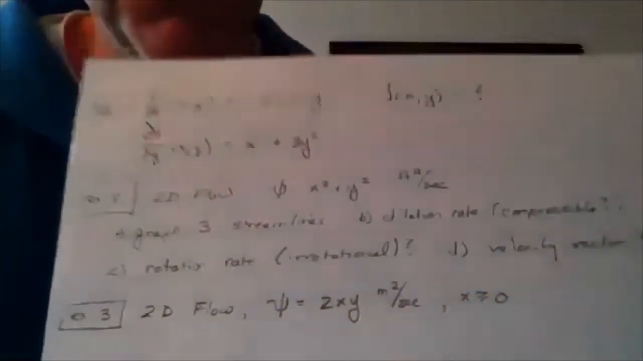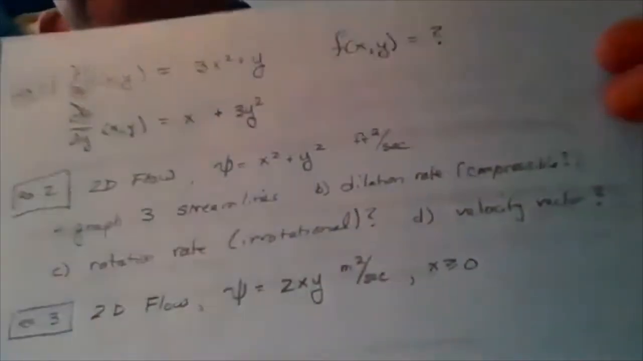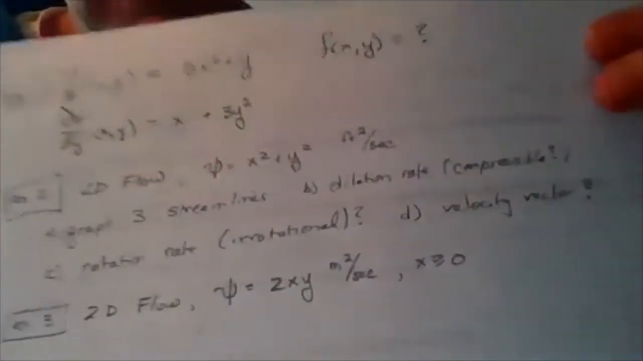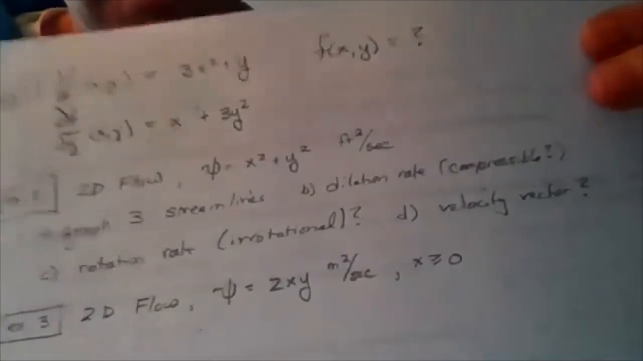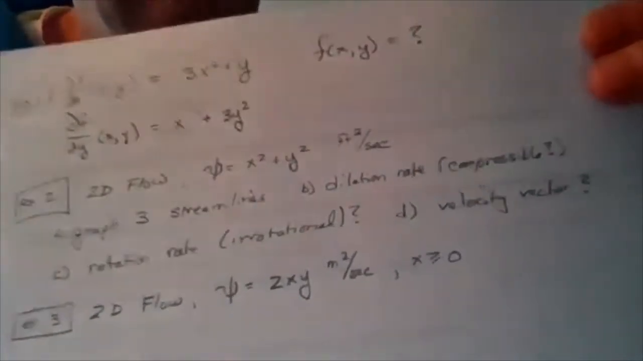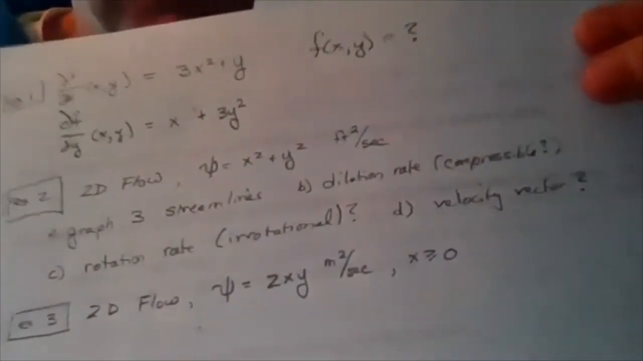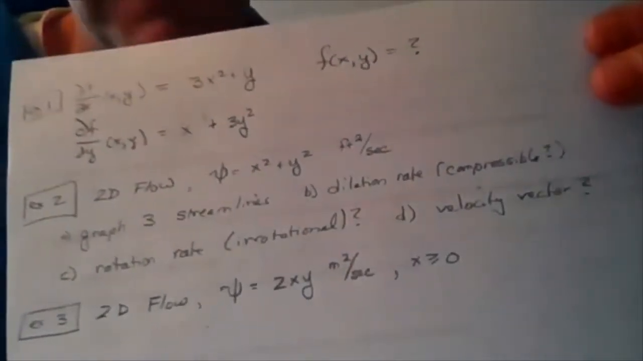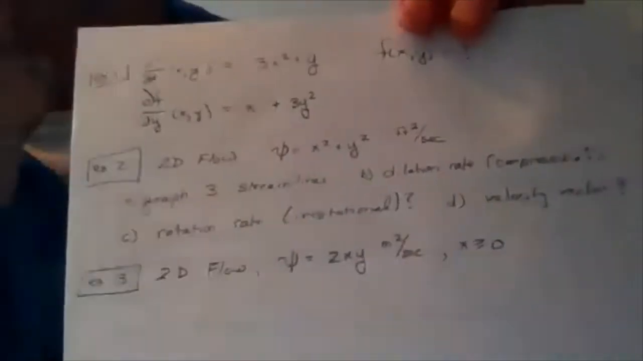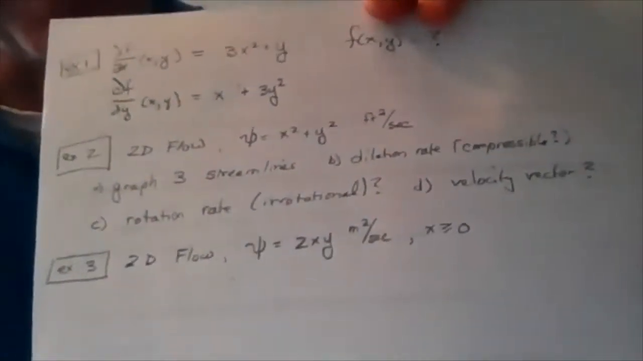So this is example 2. Per usual, we've got 2D flow. We've got a stream function, which is x squared plus y squared, and the unit of the stream function is feet squared per second. Our goal in this case is to graph 3 streamlines in the xy plane.